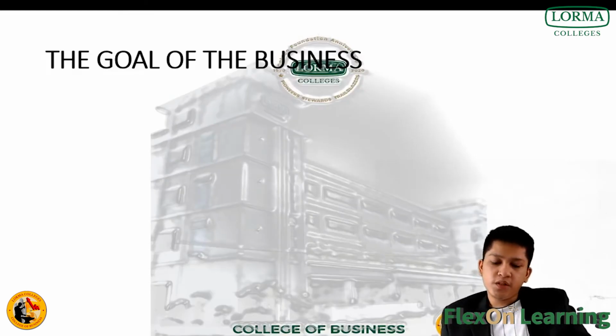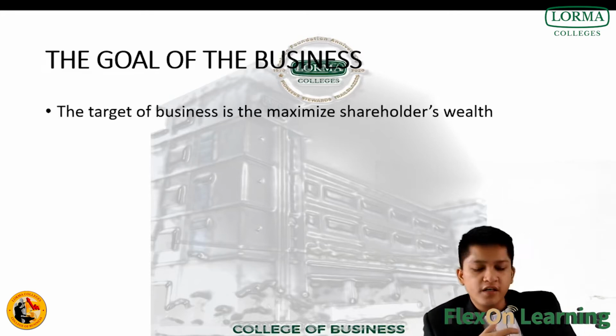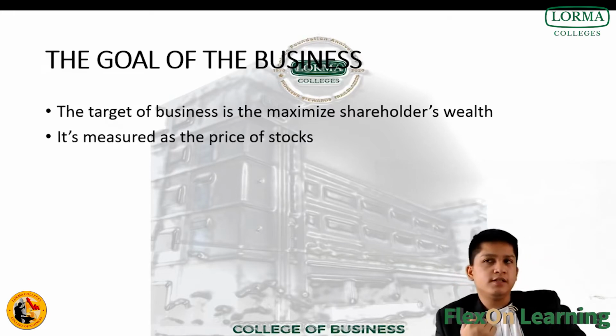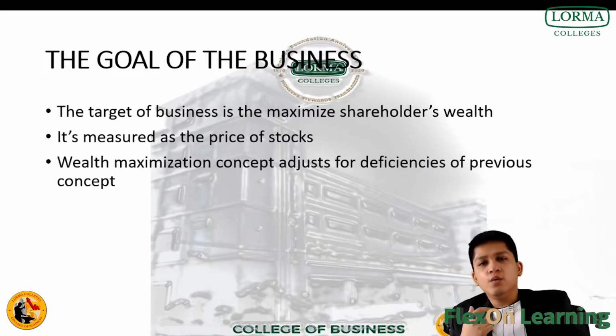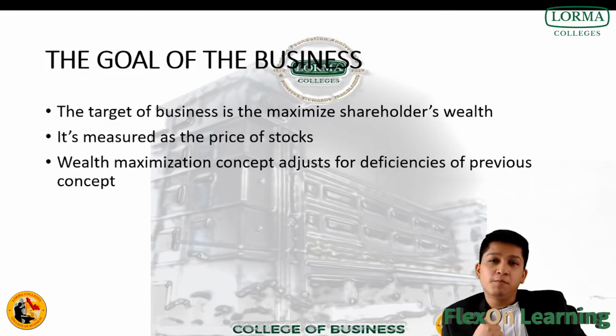So let's proceed with the goals of the business. We have three goals. First, the target of business is to maximize shareholders' wealth. Next, it is measured as the price of stocks. And lastly, the wealth maximization concept adjusts for deficiencies of previous concepts.